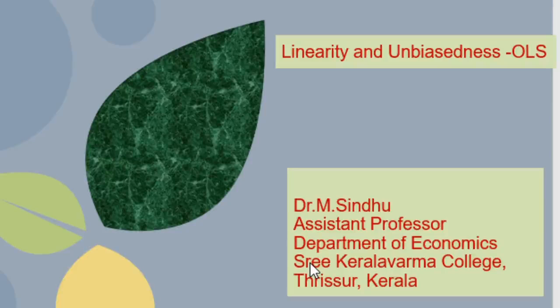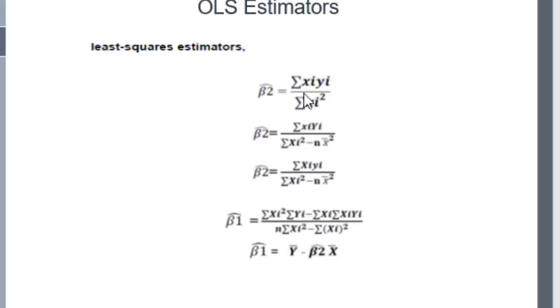That is, the OLS estimators are linear. And another important feature is that the OLS estimators are unbiased. In the following section, we'll see the meaning of linearity and unbiasedness. The estimated least squares are given here, beta 2 equal to sigma xi yi by sigma xi square. In various forms, we can derive the beta 2 cap, and they are given in this section.